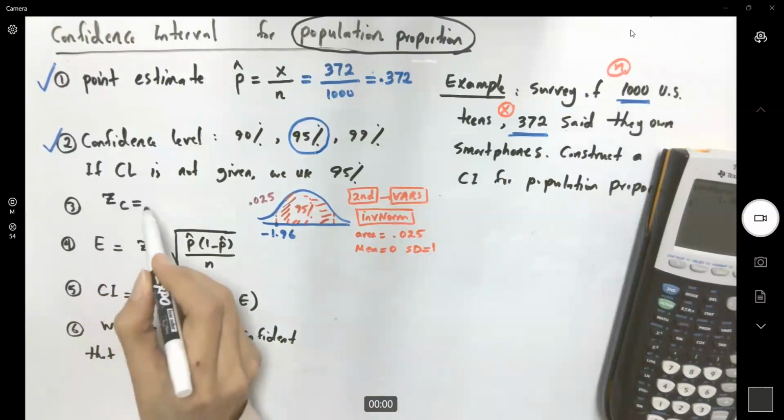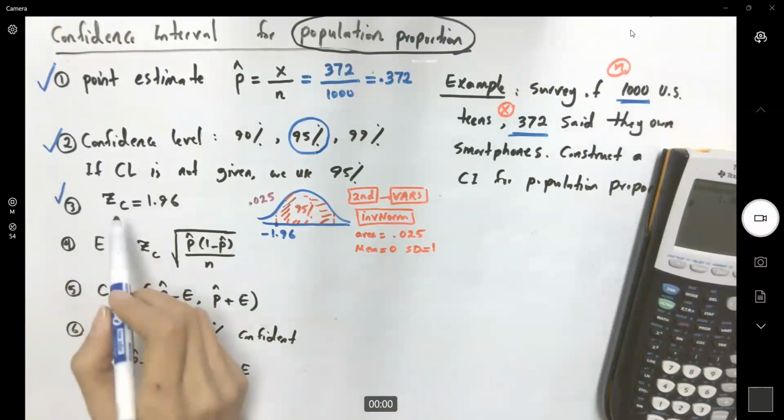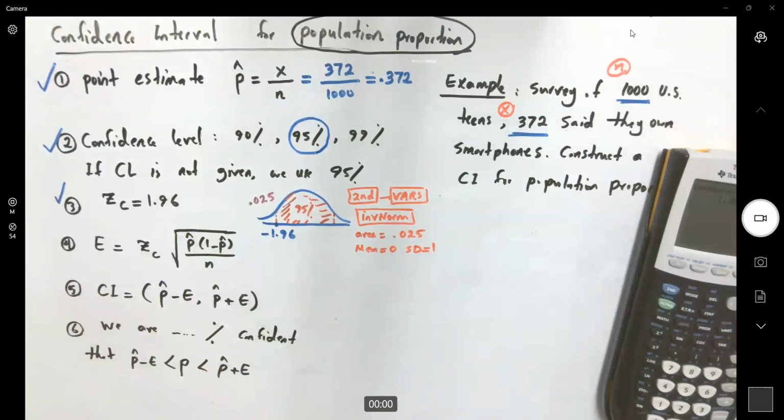ZC is 1.96. So we found step 3, which is our critical value. Let us move on to the next step to find the margin of error.